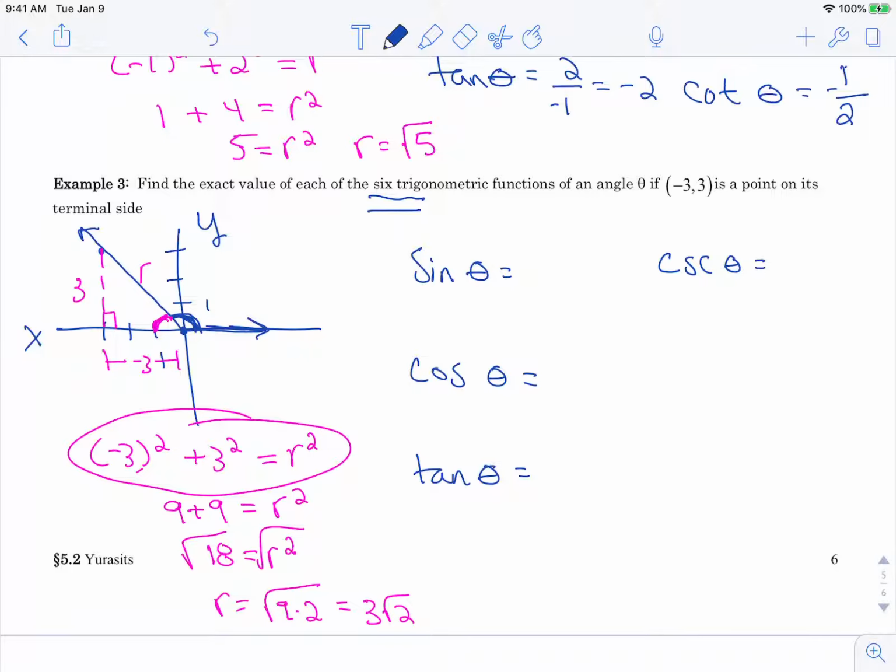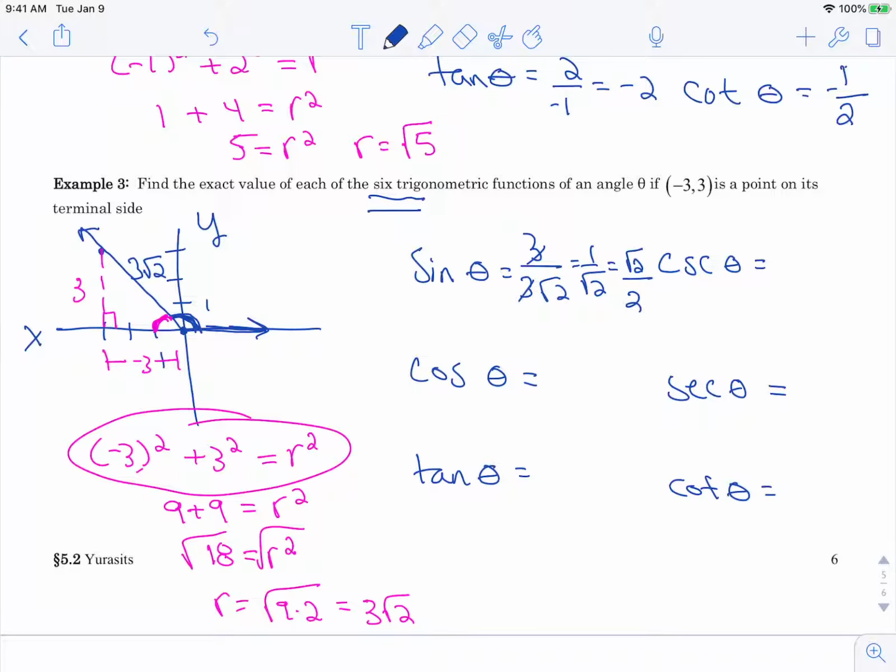I feel like my handwriting is getting a little bit better with this thing. So, sine, opposite over, let me just put the hypotenuse there actually. Hypotenuse. And I got to reduce it, so I get 1 over root 2, but then I rationalize it, so I get root 2 over 2.